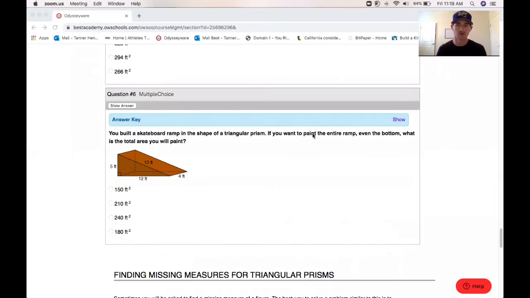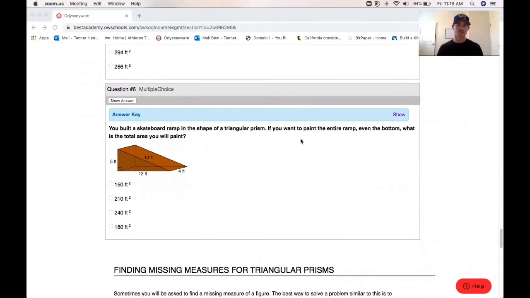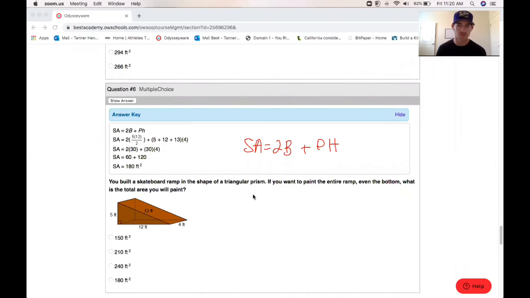Let's go over number 6. So it says you build a skateboard ramp in a shape of a triangular prism. You want to paint the entire ramp, even the bottom, what is the total surface area you will paint? So we use a formula. Surface area equals 2 base plus perimeter times height.